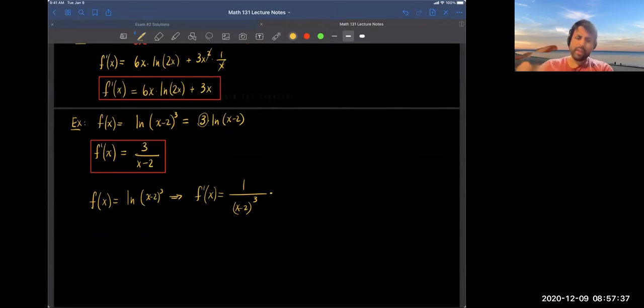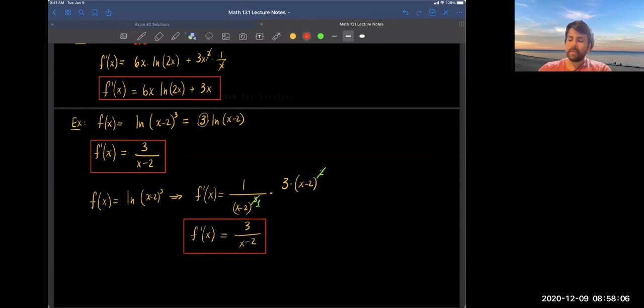So what's the derivative of x minus 2 cubed? Using the chain rule, it would be 3 times x minus 2 squared. Do you guys see that? Mhm. And then what happens? The x minus 2 cancels. And what do I get at the end? 3 over x minus 2, which is exactly what I got the first time.